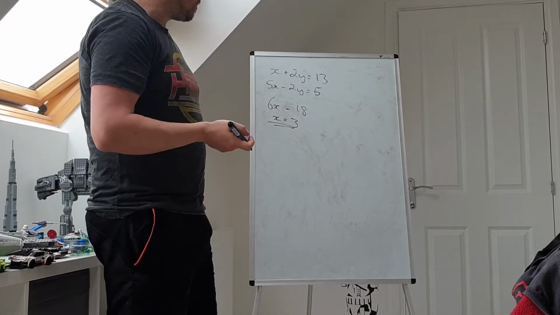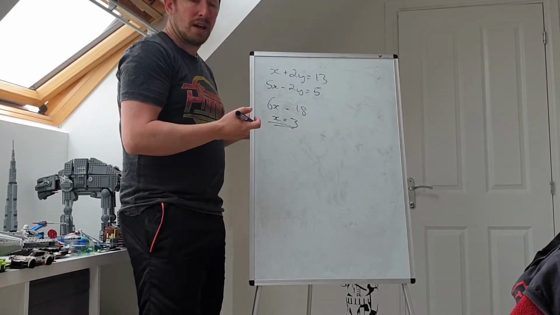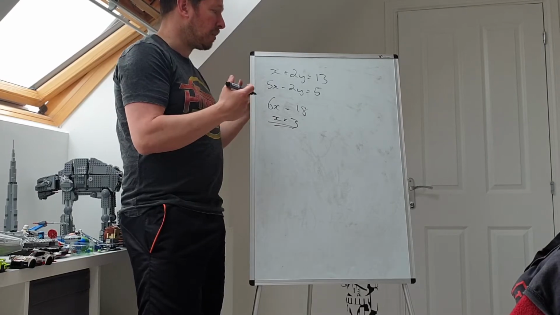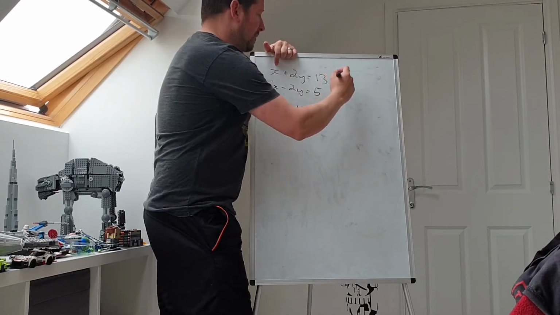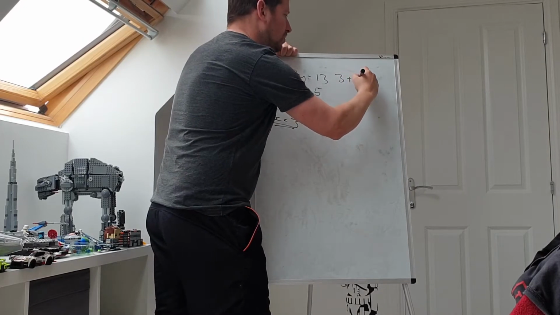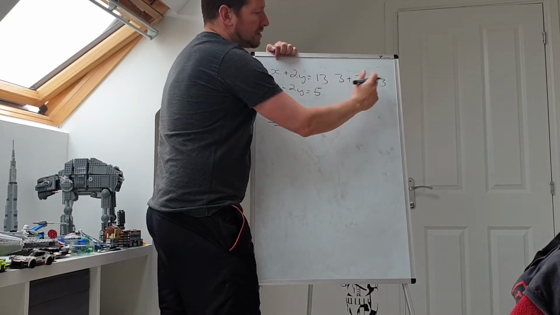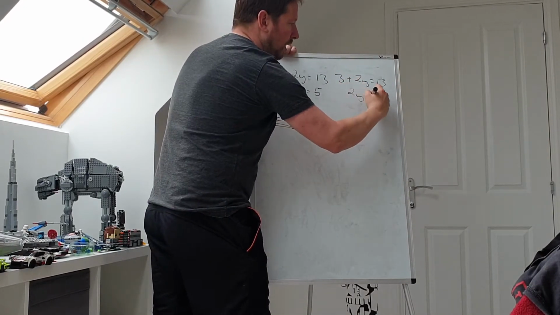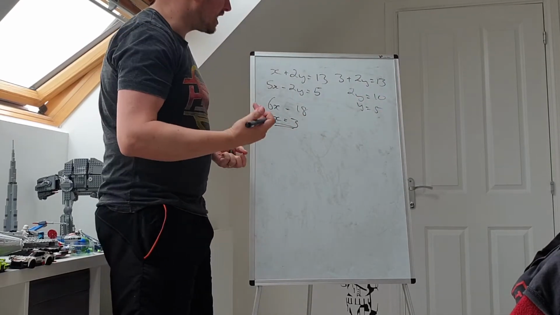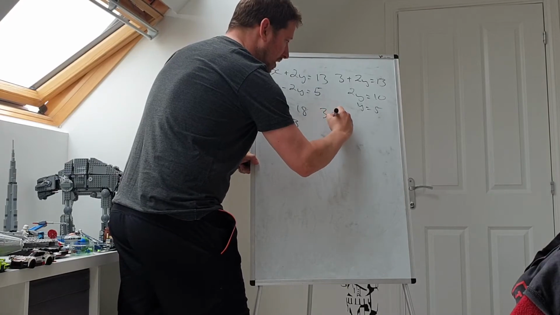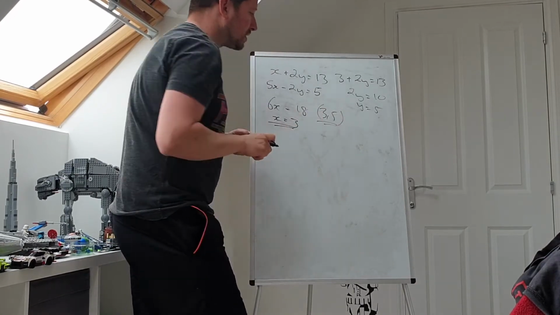And then what I tend to do is I'll put it into the easiest equation. So if there's no negatives, I'll put it into that one, just so I don't make any mistakes. So substitute x as 3 into this, and we've got 3 plus 2y equals 13. So take away the 3, 2y equals 10, y equals 5. Again, it doesn't ask for it in this case, but let's get used to writing it as coordinates, 3, 5.